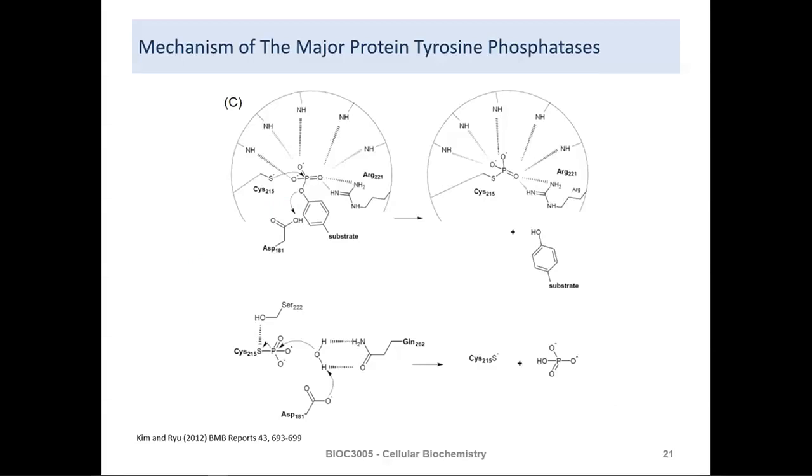The consequence is the formation of a phosphocysteine intermediate. So this is the intermediate down here, the phosphocysteine intermediate. This intermediate is then resolved by activated water, aided by the aspartate and an adjacent glutamine residue.